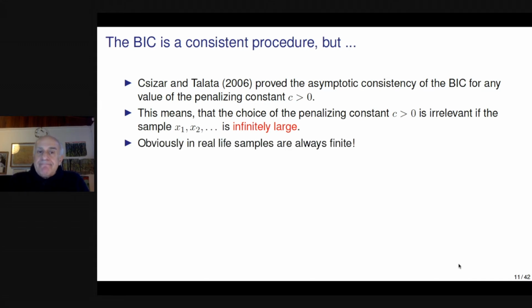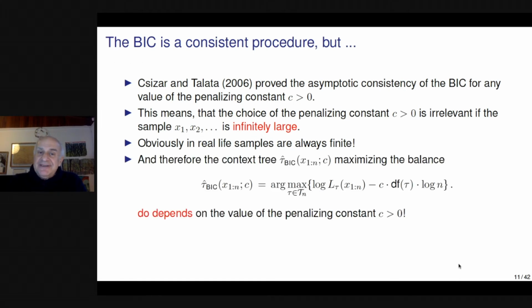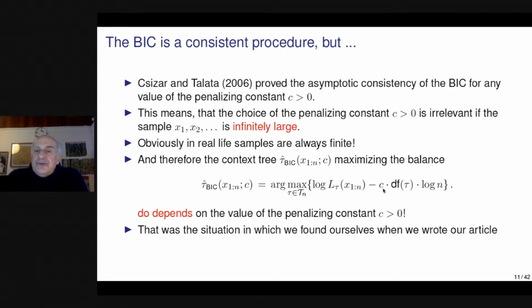But now, in real life, samples are always finite. They can be very big, but they are finite. And therefore, in the balance we have here, the specific value of C affects the choice. How can we choose C?